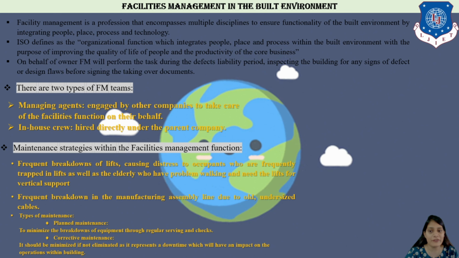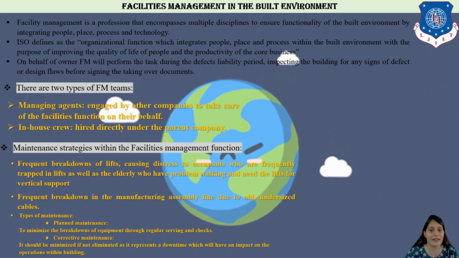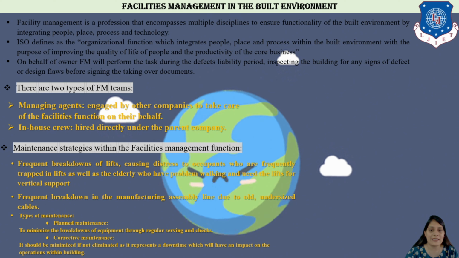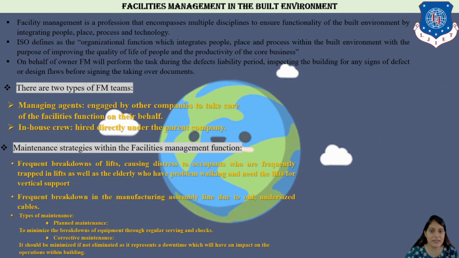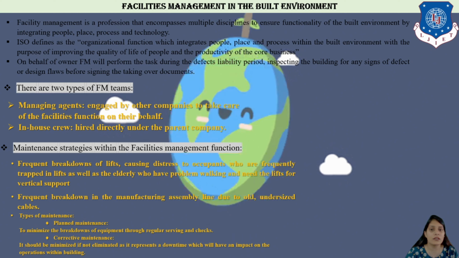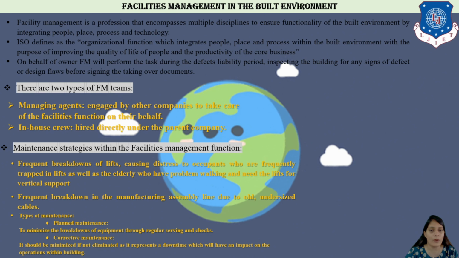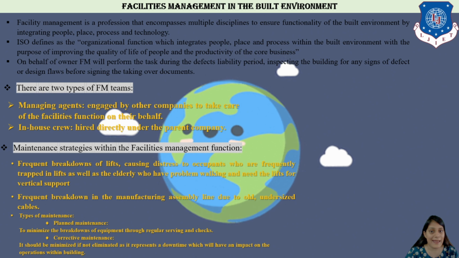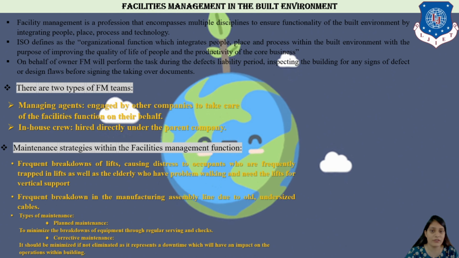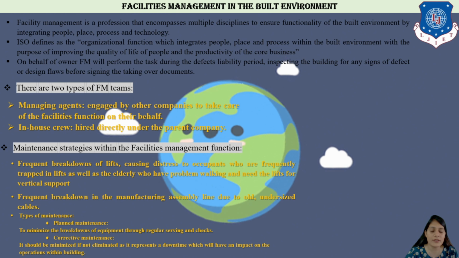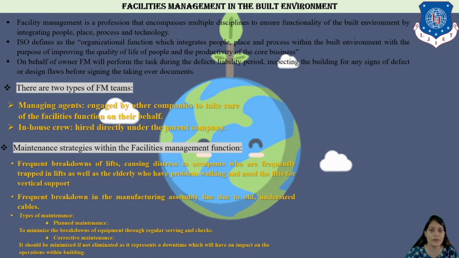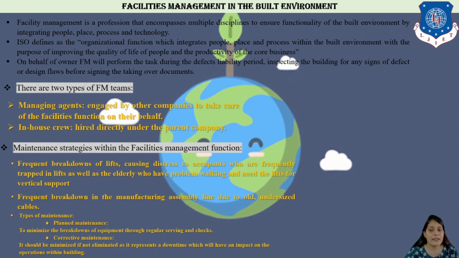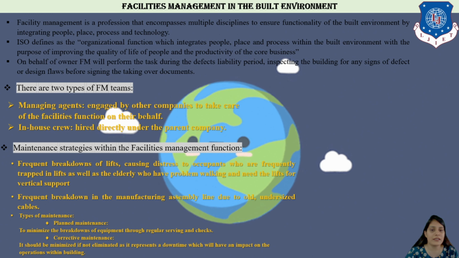On behalf of the company, facility management will perform tasks during the defects liability period, inspecting the building for any sign of defect. Basically, it is the maintenance team who work under this, known as the facility management provider on the construction site, which is a major aspect and sector in our construction field. After the construction, whose responsibility is it to take care of it? It is the facility management providers in the field of construction.